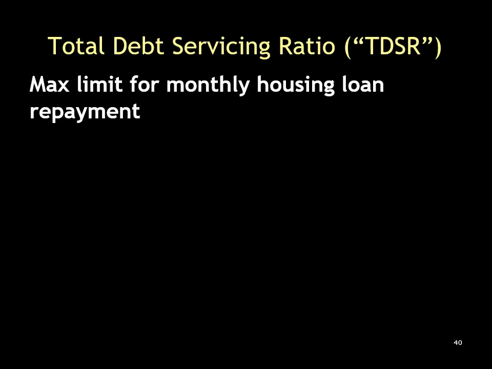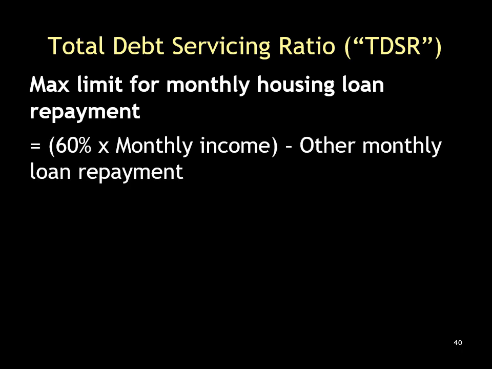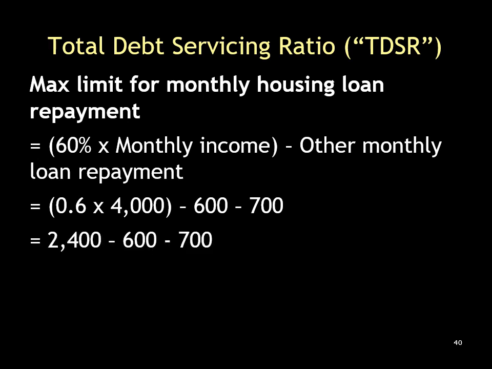So the maximum limit for the monthly housing loan repayment will be 60% times monthly income minus other monthly loan repayments. So 0.6 times 4K minus 600 minus 700. You will get the answer: the maximum limit is 1.1K.